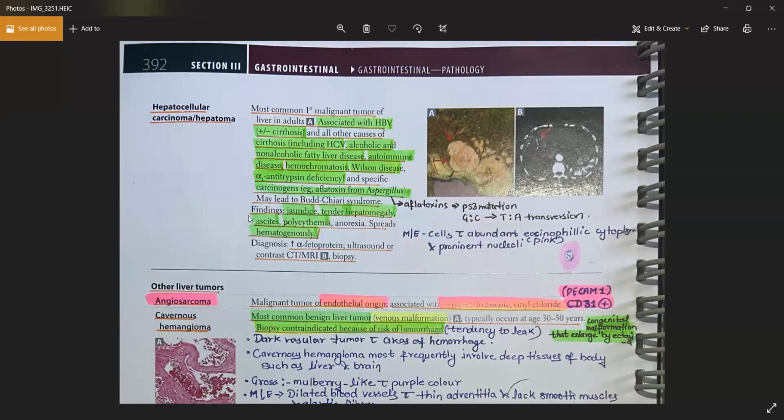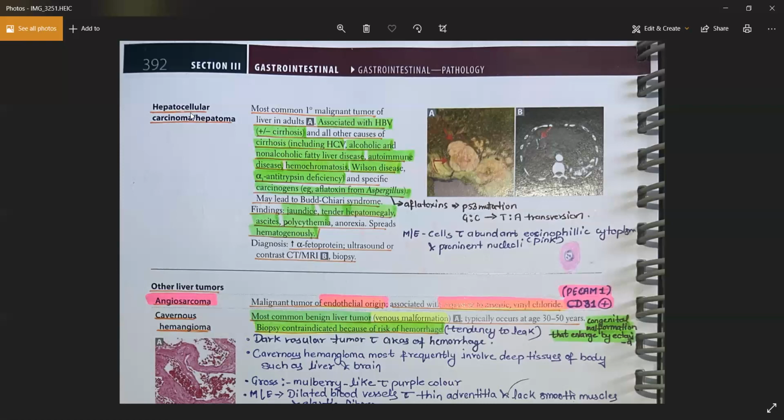Findings again include the patterns of liver injury, which means right upper quadrant pain could be there, hepatomegaly could be there, jaundice could be there. Okay, just like any other cancer, weight loss, fatigue, anorexia would be there. You will also get polycythemia, you will get ascites, right? And this tumor will spread hematogenously.